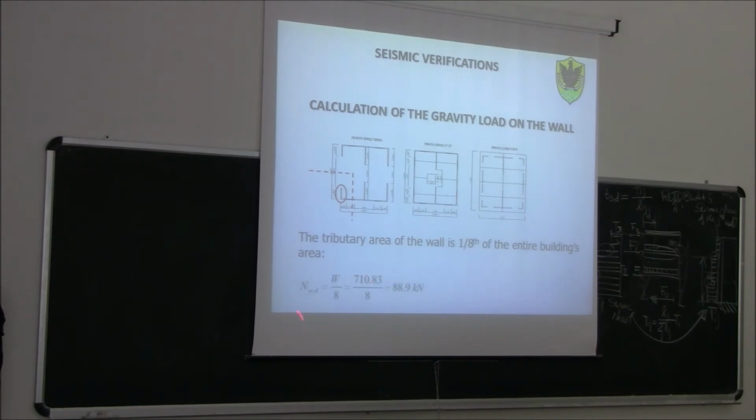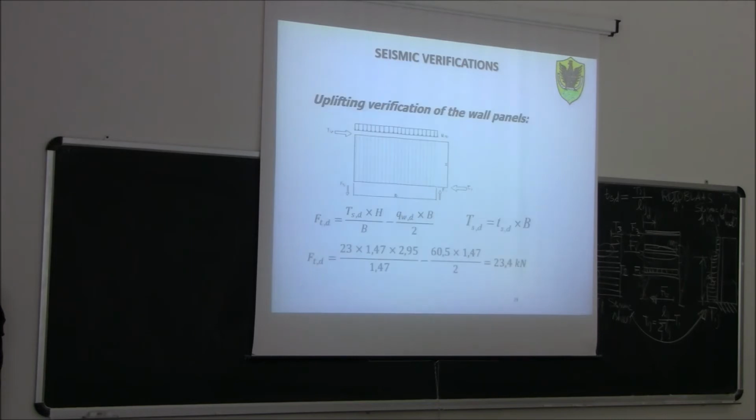So I just take the total seismic weight and divide it by 8. Okay? Because this is the total seismic weight, but this one is taking only 1/8. So in this way I get 88.9 kilonewton. 88.9 divided by 1.47, which is the length of the wall, is 60.5 kilonewton per meter, which is the value that we have used here. Okay?